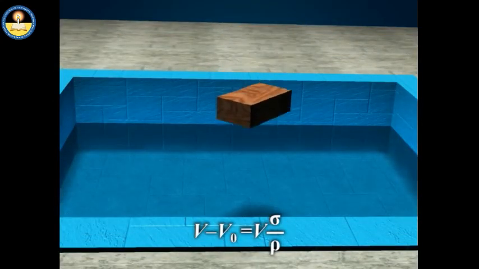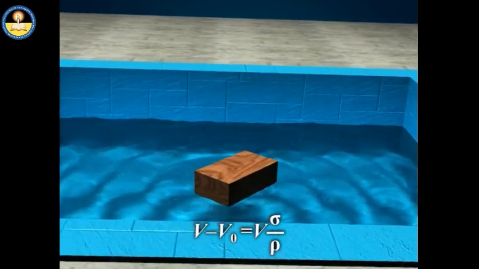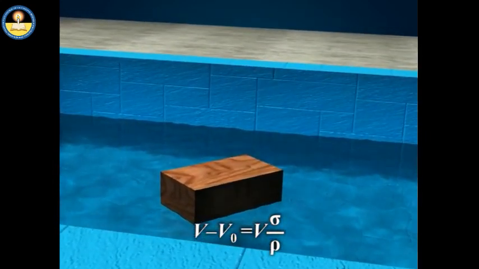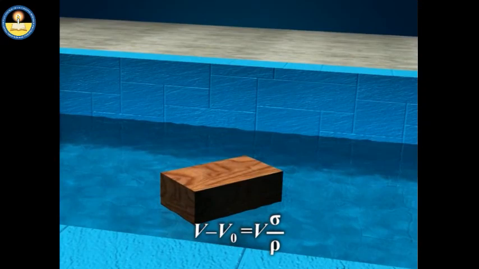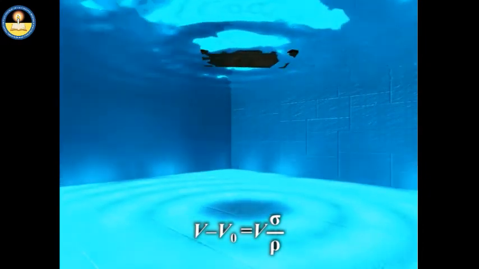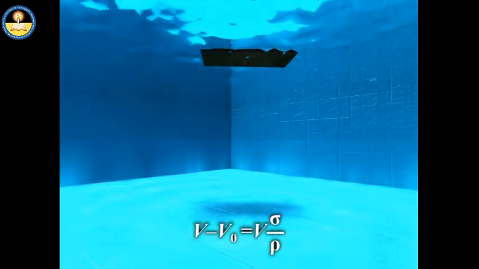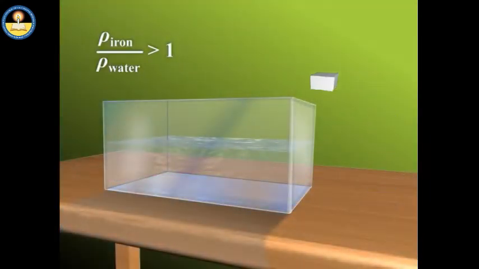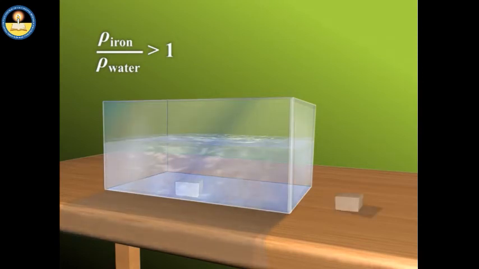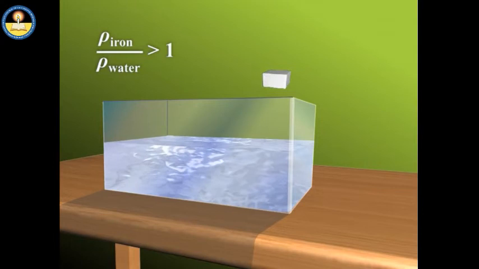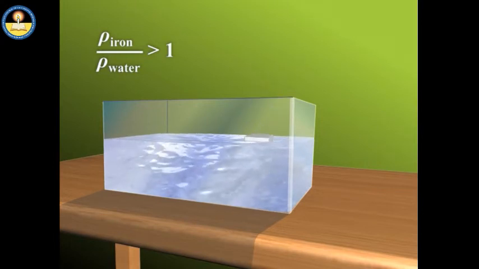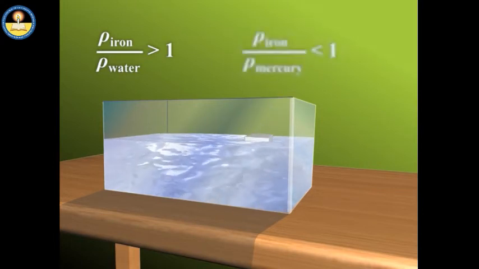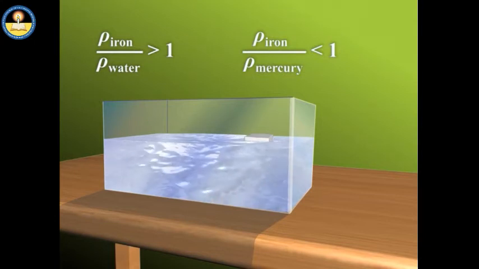Relative density can also be used to determine the proportion of a floating body that will be submerged in a fluid. For example, if a body is 2/3 as dense as the fluid, then 2/3 of its volume will be submerged. We know that a piece of iron sinks in water and floats in mercury because its relative density with respect to water is more than 1, but with respect to mercury, it is less than 1.